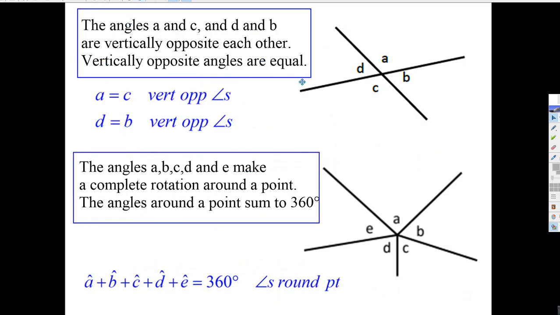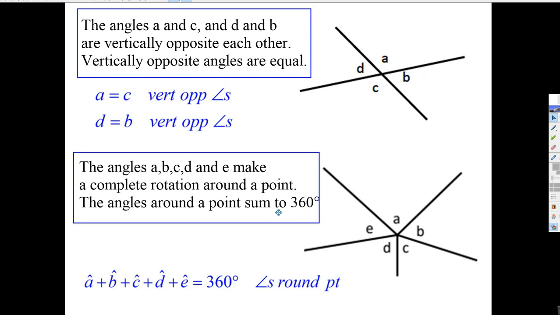There's another thing that happens. When you cross two lines, these angles here, A and C, are exactly the same. They're vertically opposite. If you took a protractor and measured that rotation and that rotation, they'd be equal. And you just write vertically opposite angles. D and B are vertically opposite as well. What's the story with them?